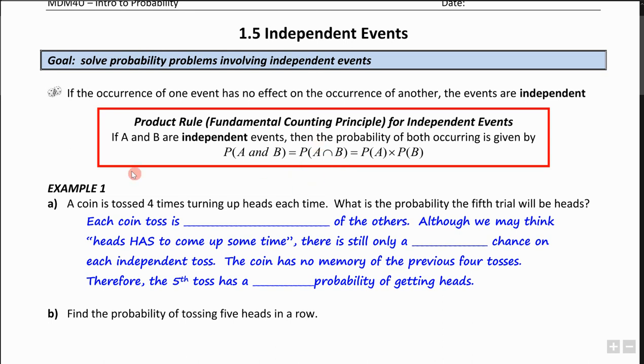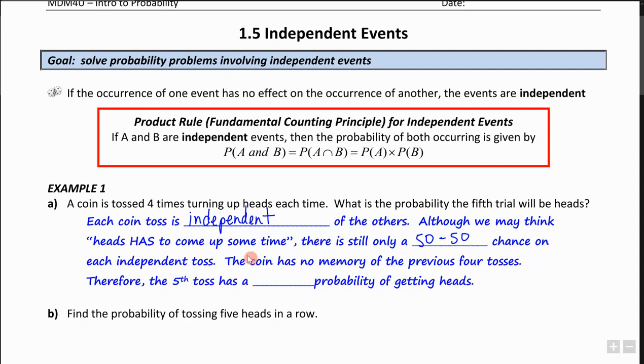So let's look at an example. A coin is tossed 4 times and it turns up heads each time. What is the probability the fifth trial will be heads? Okay, so each coin toss is independent of the others. So although we may think heads has to come up sometime, there is still only a 50-50 chance, or 50% chance, on each independent toss.